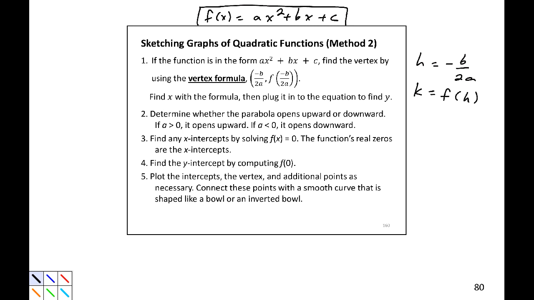Find any x-intercepts by solving f of x equals 0. The function's real zeros are the x-intercepts. Find the y-intercept by computing f of 0, and then plot the intercepts, the vertex, and additional points as necessary. Connect them with a smooth curve that's shaped like a bowl or an inverted bowl. Let's look at a couple of examples.